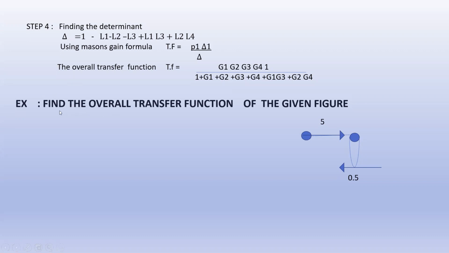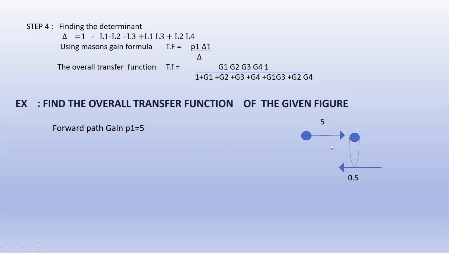Here, we need the overall transfer function of this given figure, and it is given that the input signal is x1 and output signal is x2. That is also given, I forgot to mention. So how to do that? The first step in Mason's gain formula is to find out the forward path, and as this is a very simple signal flow graph, there is only one forward path, that is P1 equal to 5. So we have one forward path gain, that is 5.